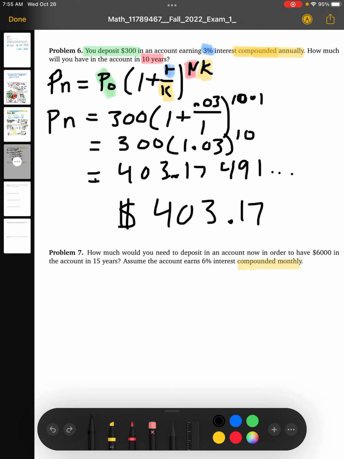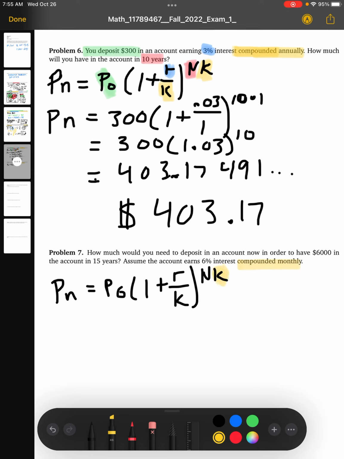Okay, so let's go through. So compounded monthly, right? That's what we highlighted in yellow. That means our K is going to be equal to 12. So we're compounding every month. We want to have $6,000 in the account in 15 years. So that's actually our PN. That's the number we want to end up with. 15 years tells us our timing. And 6% tells us our interest rate.